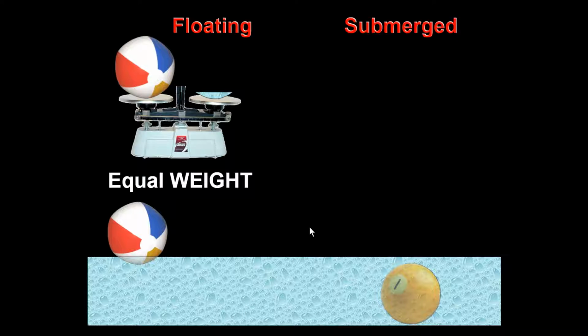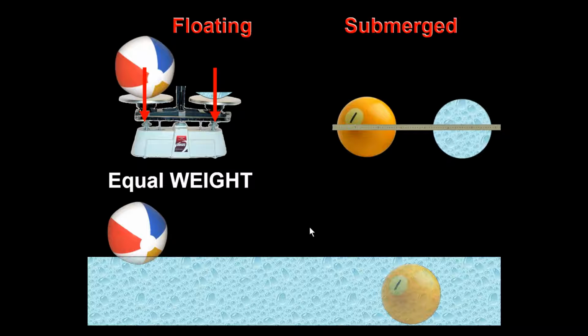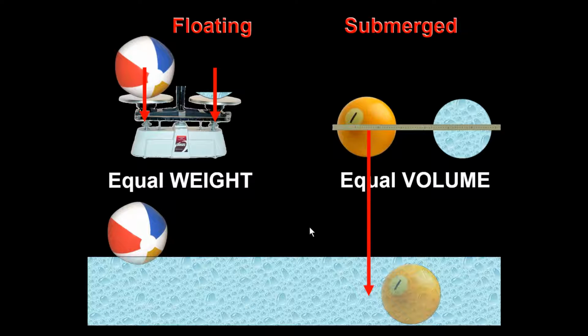But when something is submerged, the volume of that object, how many cubic centimeters it is, has to equal the volume of the water displaced. So when it is submerged, they have equal volumes, even though they could very much have different weights. The billiard ball sank to the bottom because it weighed more than the buoyant force, or the weight of the water displaced.